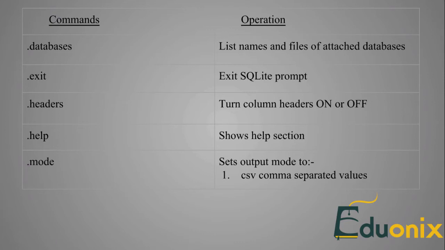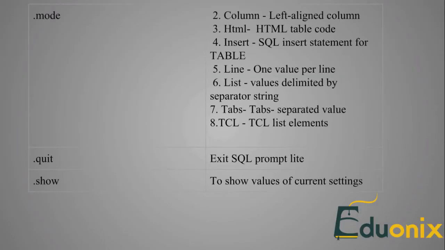Then there is a .mode command which we'll also see in detail. This helps arrange the columns in a manner which we want. So there are certain options available. For example, we can make columns available in .csv form, that is comma separated values. We can also make them available in a left aligned column. We can also make them available in HTML code, maybe in an insert statement, line format, list format, tabs values, and then TCL. So these are all the different options associated with the .mode command.